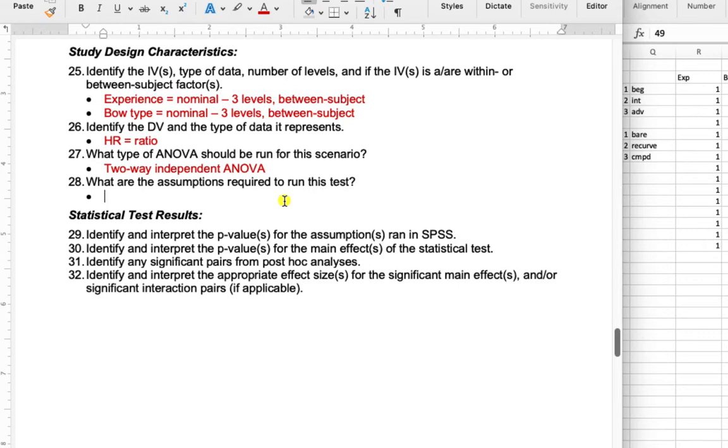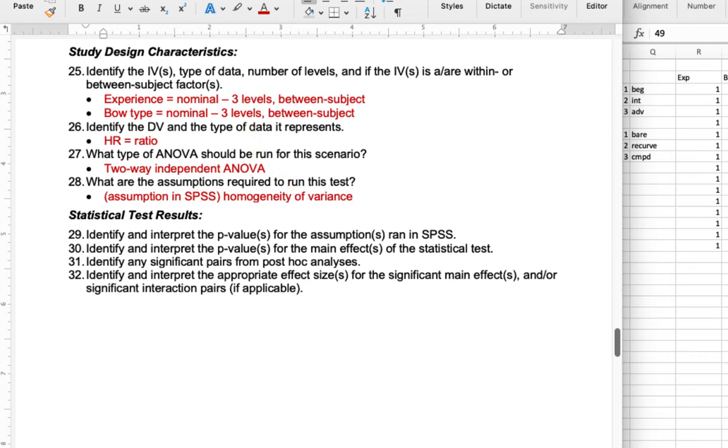And then we also have our assumption that's tested in SPSS, which is our homogeneity of variance. And we've already covered in our previous examples what the null hypothesis for this would be. So basically that we have equal variances between all levels of our independent variables.